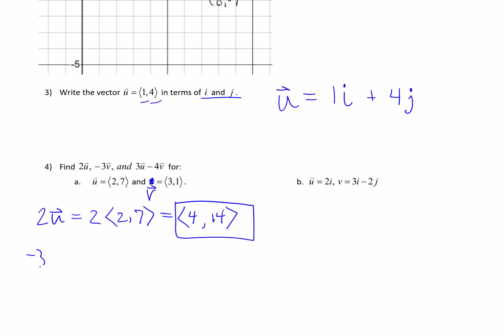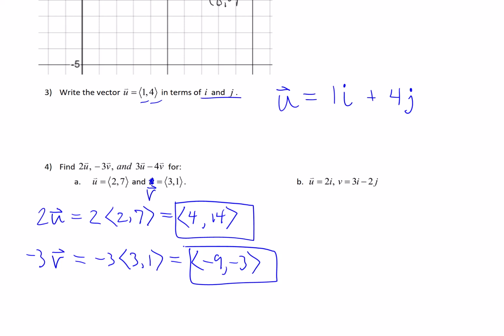Next was negative 3 times vector v. And vector v given was ⟨3, 1⟩. So we'll write this out as negative 3 times the component form of the vector with 3, 1 as its components. If we multiply each of those components by negative 3, now that's the scalar this time, then we'll get a new vector with components negative 9, negative 3, in order respectively, for the new resulting vector of negative 3 times vector v. Again, the original vector v given as ⟨3, 1⟩.